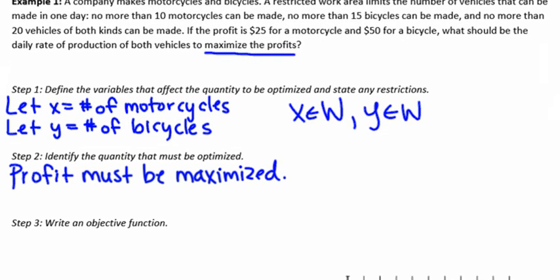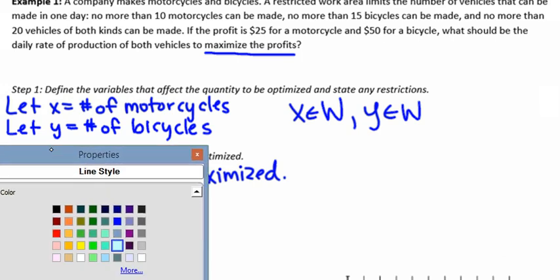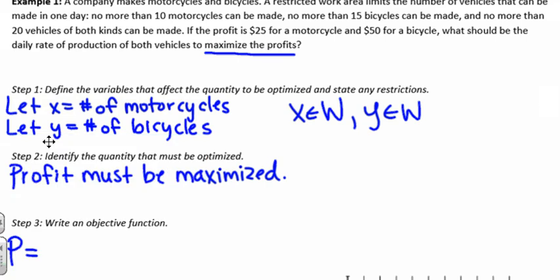Step 3, write an objective function. We're familiar with coming up with inequalities. The objective function is the function for trying to maximize our profit. What variables and what dollar amounts in our question could we combine to make an equation in terms of profit? So the money that I make, if we're maximizing profit, I'll use P. P equals. Now we need to search for where we talk about money in this question. So I see $25 for a motorcycle and $50 for a bicycle.